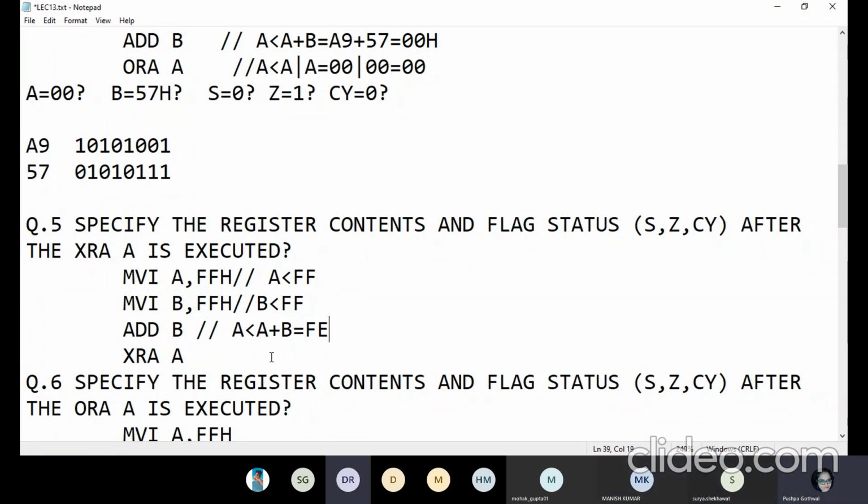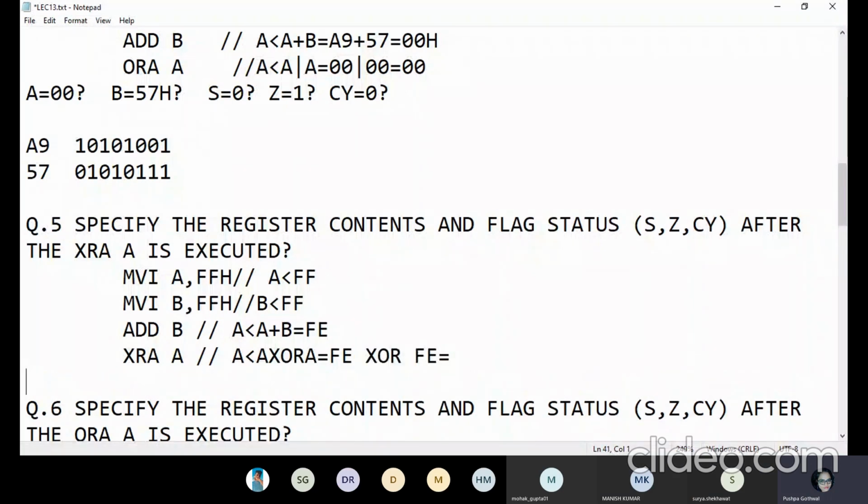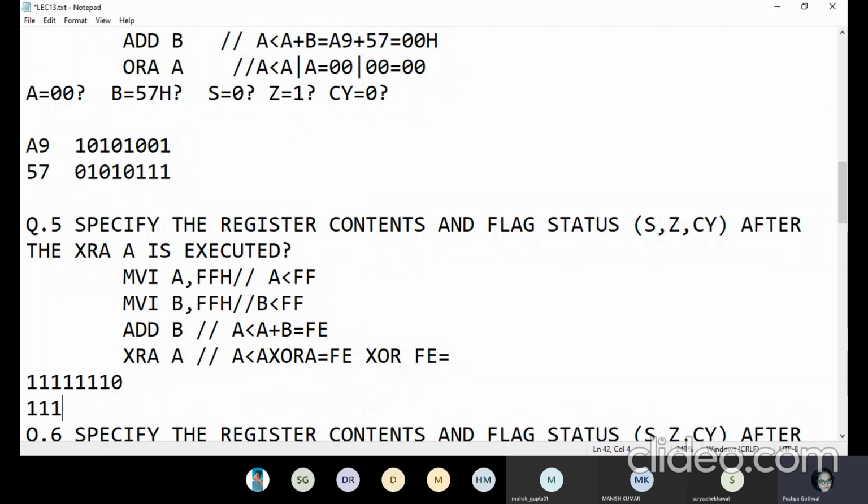FE. Very nice. Then what we have to do? We have to do XRA. So XRA is A XOR A. The XOR symbol is a plus with a circle. So right now in A, what content is there? FE and FE. So you have to do FE XOR FE. So can you give me the answer for that? FE is this one and FE is this one, then you have to XOR.